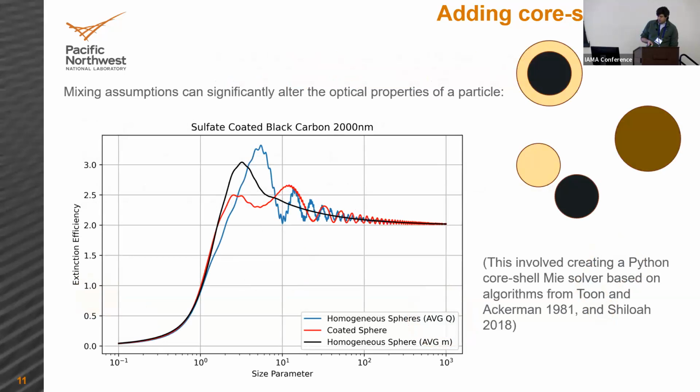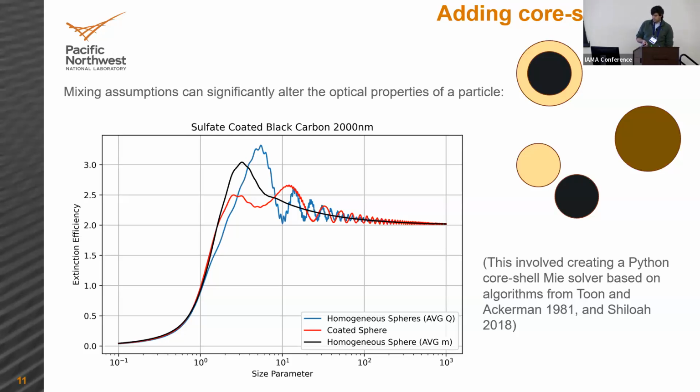This slide is an example of the difference that mixing assumptions make on the optical properties of an individual particle. These three curves are showing extinction efficiency of a particle versus the particle size in the horizontal, and these are for a combination of black carbon and sulfates. The black line is what you get if you assume two separate sets of homogeneous spheres, one set for black carbon, one set for sulfate, and you average their extinction efficiencies.